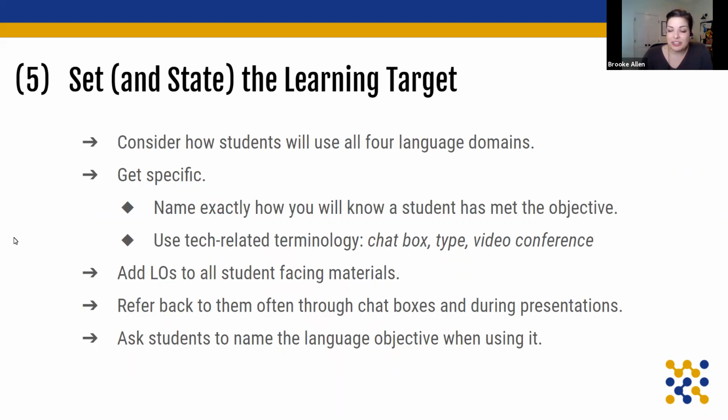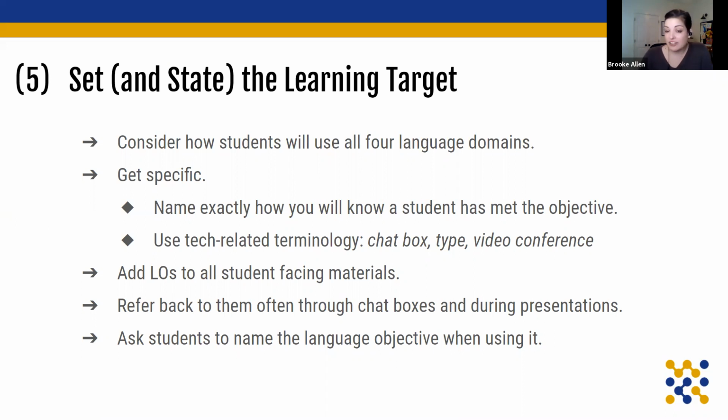Consider how students will use all four of the language domains, and then get specific. Name exactly what the student will do, how you will know the student has met the objective, and tell them so that they know what to expect. You can use tech-related terminology that we've all learned in the last year: chatbots, type, video conference, all of those things. Add those objectives to student-facing materials.